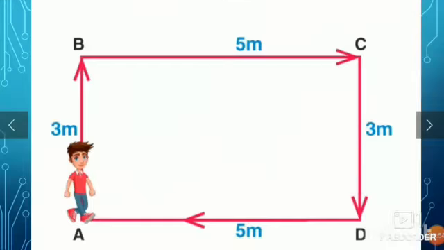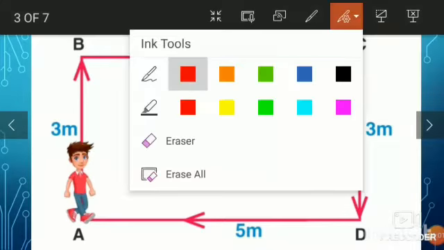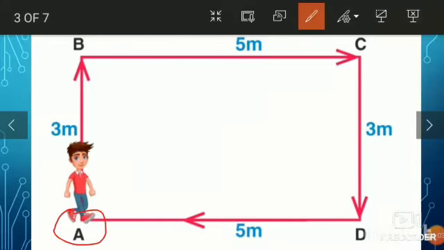Okay, so the first thing here is a boy standing at point A, and he wants to move to point B. How much distance does it take? 3 meters. Okay, 3 meters is the distance it takes for the boy to move from point A to point B. So he is traveling from one area to another. The path traveled is known as distance. 3 meters is the distance between point A and point B.